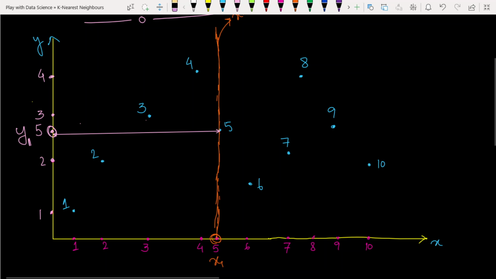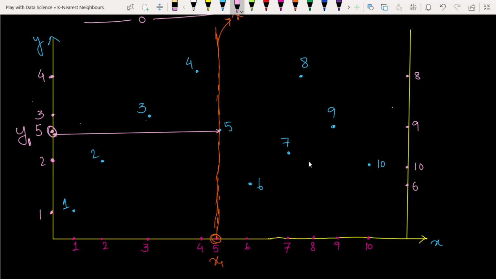Just draw the y-axis first. Okay. So what will be the projections on the y-axis? The projections will be here. I am using the same color. This is the projection of 8, this is the projection of 9, this is the projection of 10, this is the projection of 6, and this is 7. Between these I am not considering in this plane.